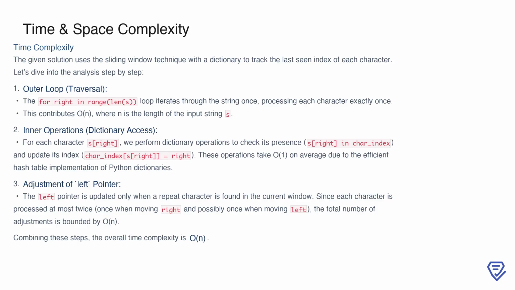Additionally, the left pointer adjusts only when a duplicate character is found in the current window. Since each character is processed at most twice, once when moving the right pointer and potentially once when moving the left pointer, the total adjustments for the left pointer are also O(n). Combining these components, the overall time complexity of the algorithm is O(n).